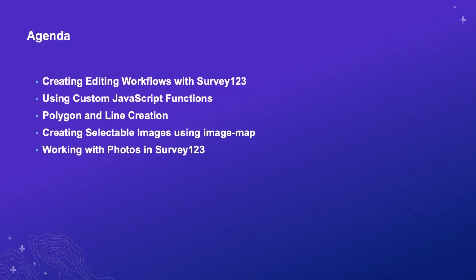Today, we are covering a variety of enhancements you can make to your Survey123 forms and workflows. We'll begin by learning how to create different editing workflows with Survey123 Connect. We'll then cover how you can create custom business logic using JavaScript functions. A new feature added over this past year is the ability to collect polygons and lines. Aside from interactive collection in the map, we'll explore other ways to construct these shapes.